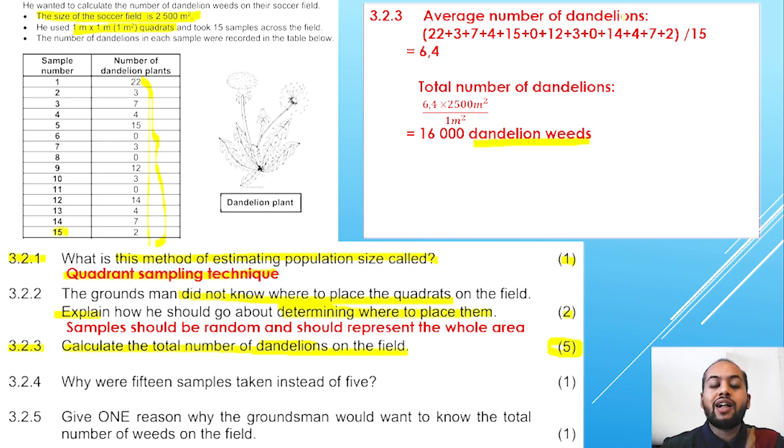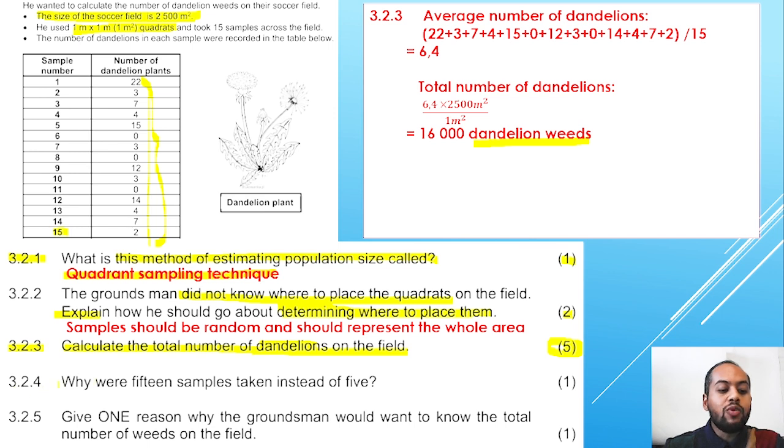The first step, you calculated the average using the values in the table. Next step, you calculate the total number of dandelions using the formula. Notice that the formula was not given to you here in the question. You need to have memorized the formula for determining your quadrant sampling technique, where you are going to take your average multiplied by your habitat size, that's going to be in units squared, divided by your quadrant size, that's also going to be in units squared. In this case, it was in meters squared.